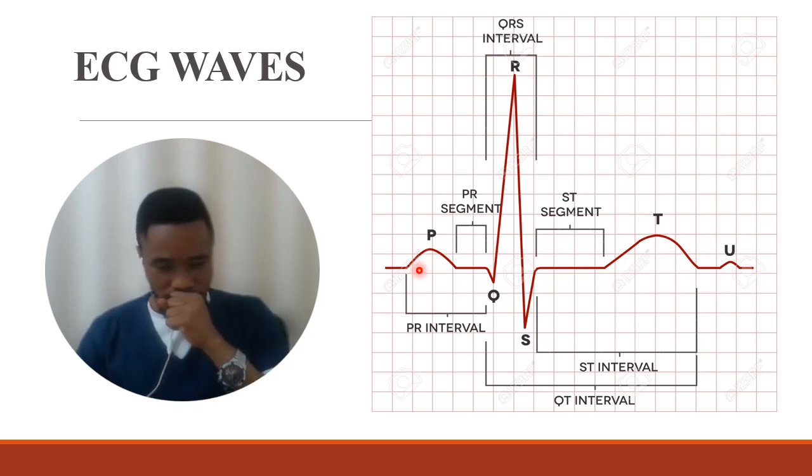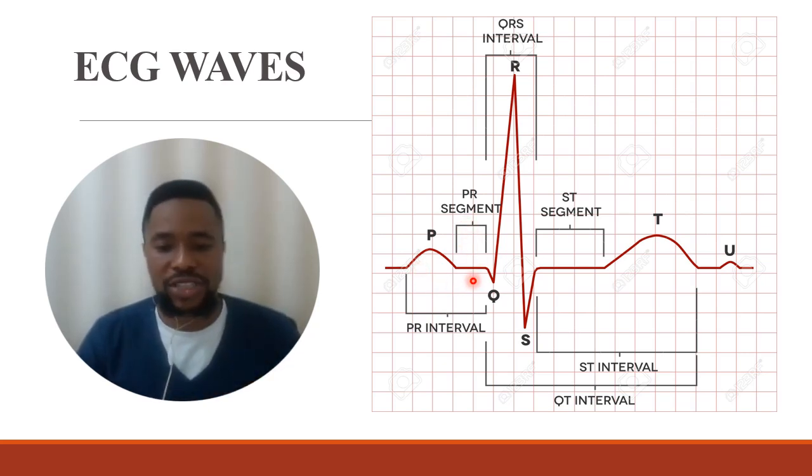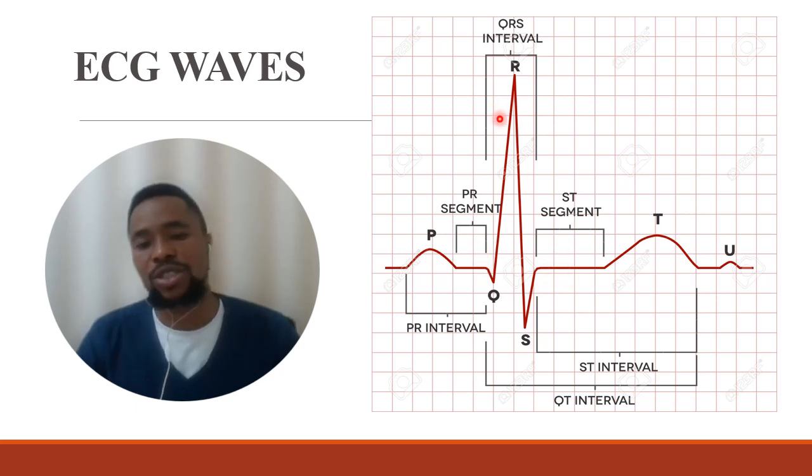Now, this is your PR segment, in between your P and your QRS complex. In between your QRS complex and your T wave, you have your ST segment. In between this T wave and the next P wave, which continues like that, is the TP segment.